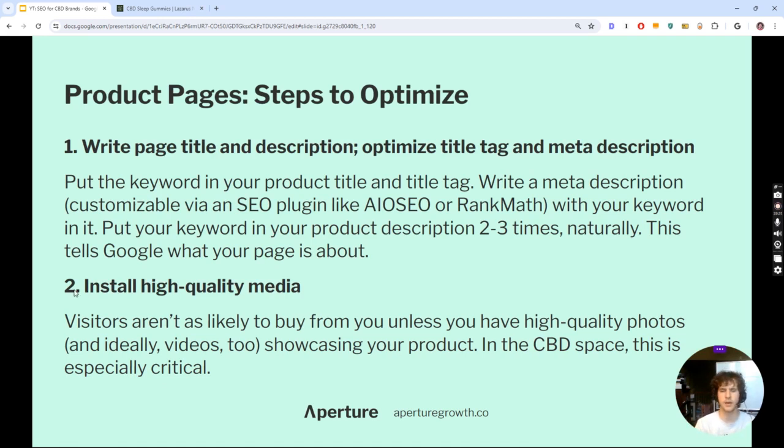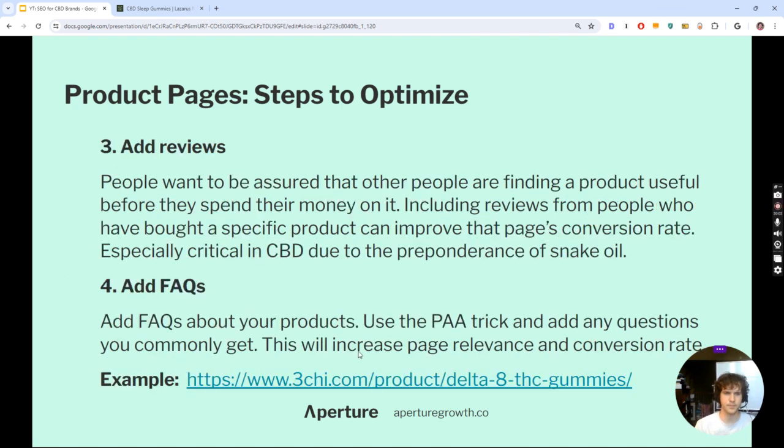Number 2, this one's very important. Install high quality media. People are very, very unlikely to buy from you if you don't have good images of your product, because if they're ordering online, they want to know what they're going to get at their doorstep, right? They want to know what to expect when they open that box. So you must have good quality images on your product pages, especially in the CBD space where trust is kind of thin. Most people are kind of skeptical of what it's going to be. So you've got to have the images on the page.